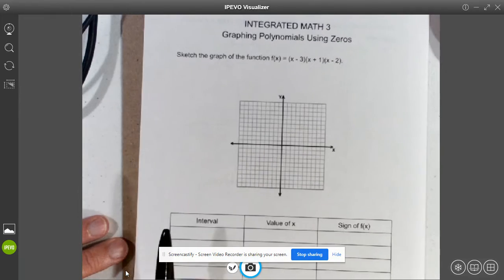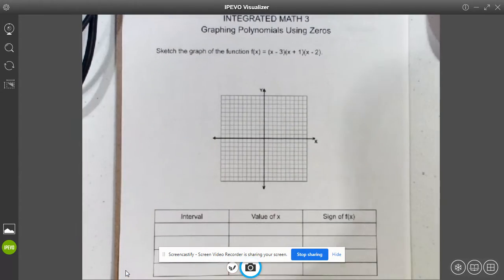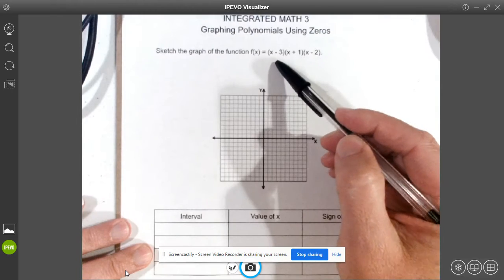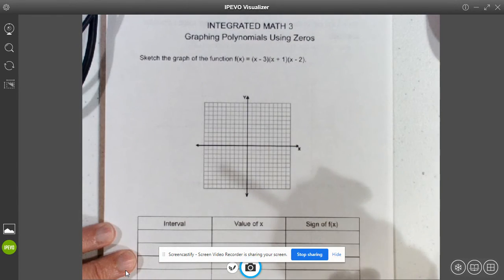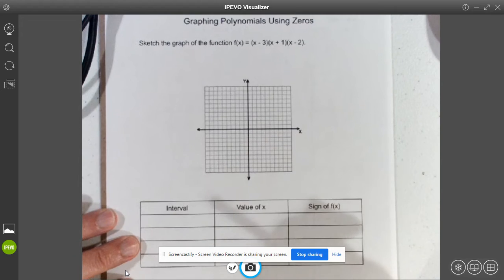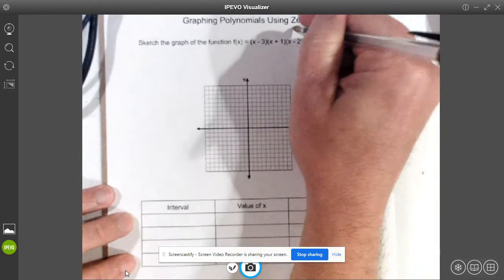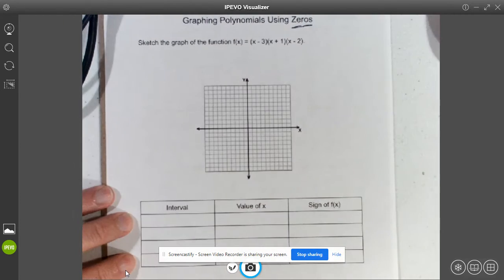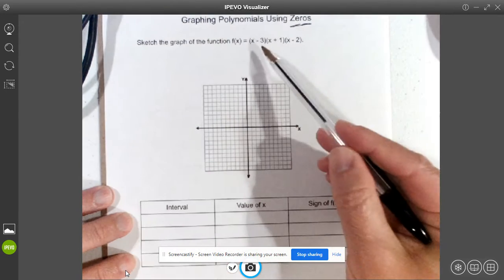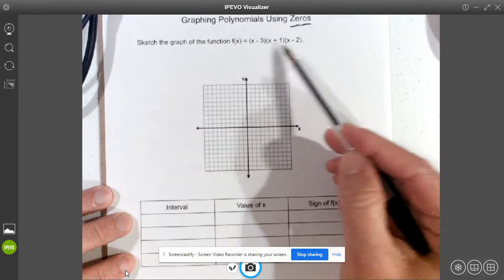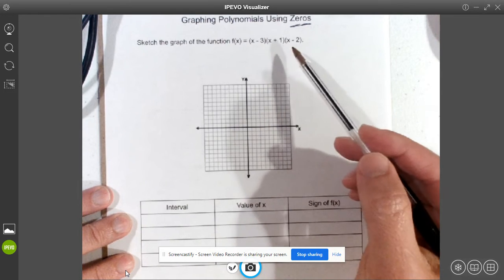All right. So if we use this idea of zeros, it says sketch the graph of this function f of x equals x minus 3 times the quantity x plus 1 times x minus 2. Again, the first thing we would do is look to see if we can find those zeros. And those zeros are going to happen at the values of x that make each of these 0. And again, the good news is we don't have to use the rational root theorem. They've already factored this for us.